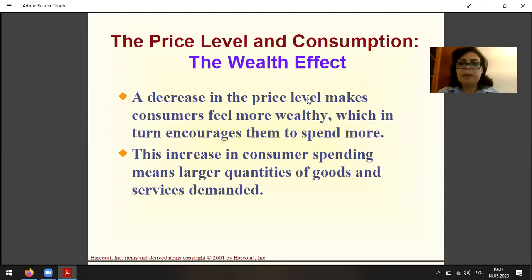And what happens in turn? An increase in consumer spending unavoidably leads to more and more quantities of goods and services demanded. So if I'm quiet because I'm wealthy, I don't worry about the situation because the situation is very good for me. The price level goes down, so I can spend more and I can buy expensive goods. I don't need to save every cent, every dollar. Every normal customer thinks like that, and in turn, totally, the demand for goods and services goes up because customers spend more and need larger and larger quantities of goods and services demanded.